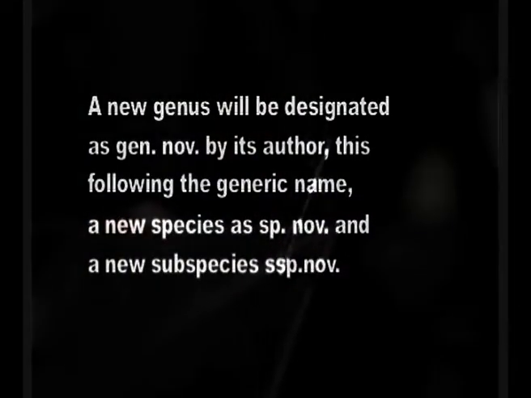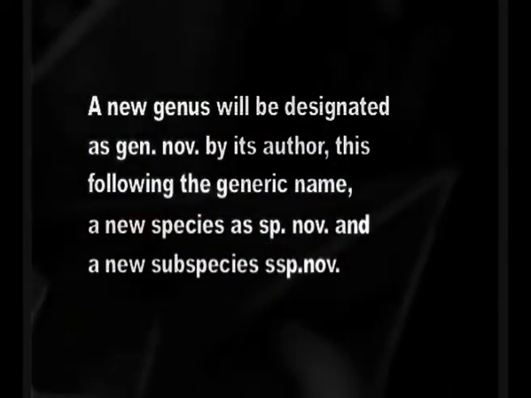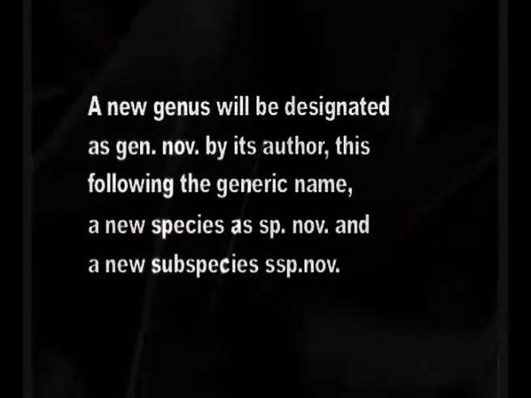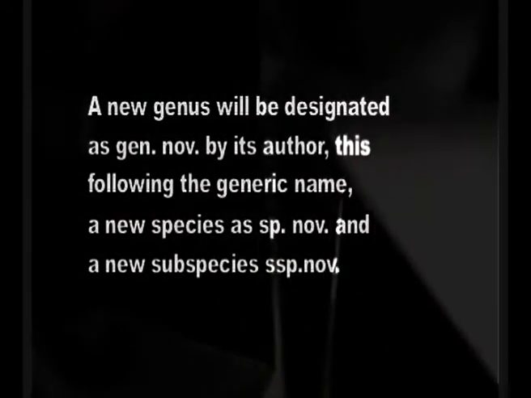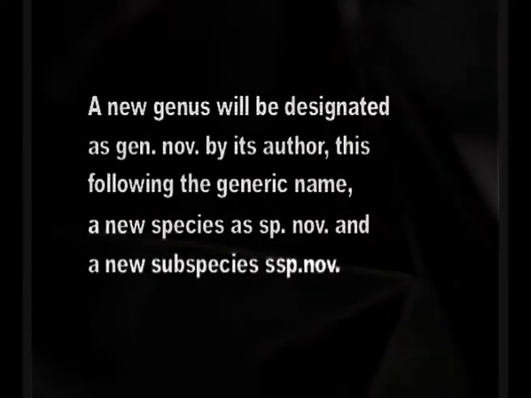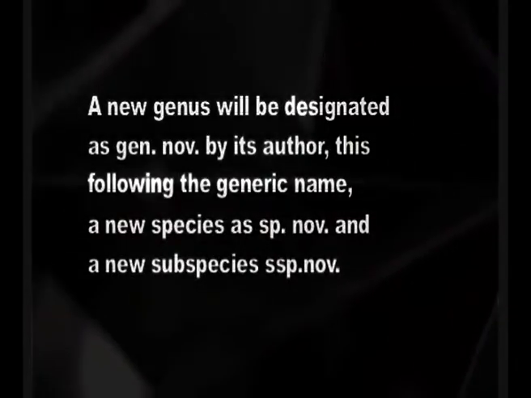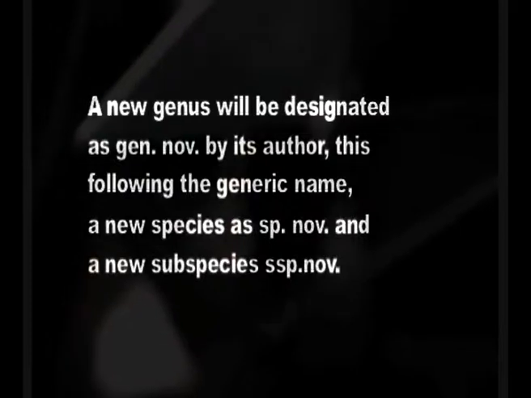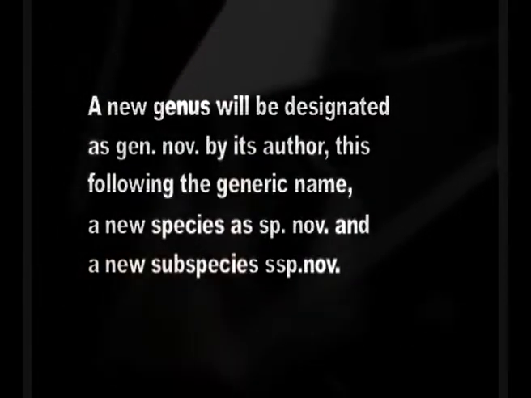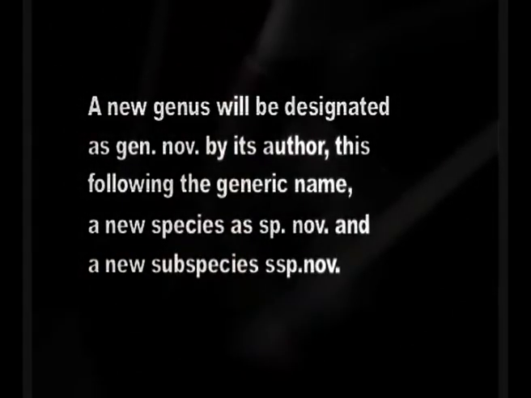When no type specimen has previously been designated, a new genus will be designated as Gen. nov. by its author, this following the generic name, a new species as sp. nov. and a new subspecies as ssp. nov. The new species must be named and allocated to an existing genus, or if there is no described genus to which it pertains, then a new genus must also be erected.